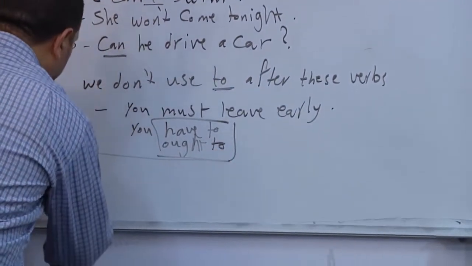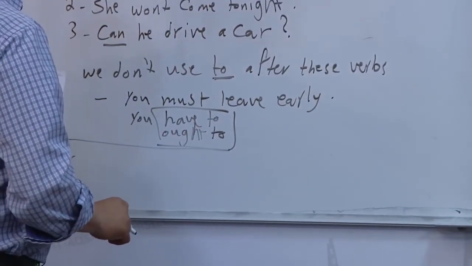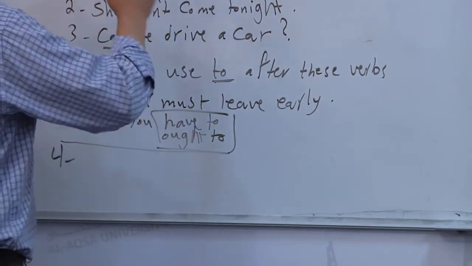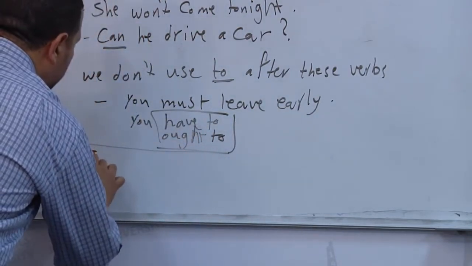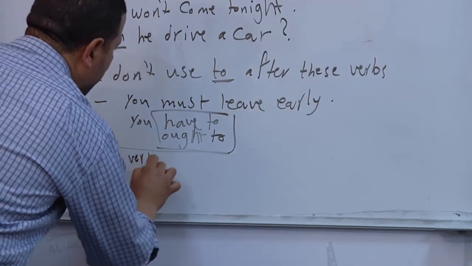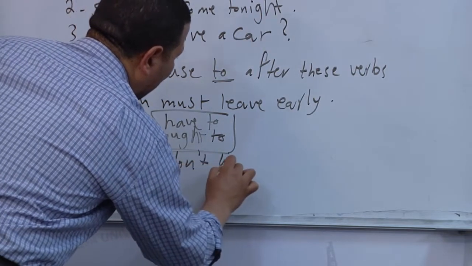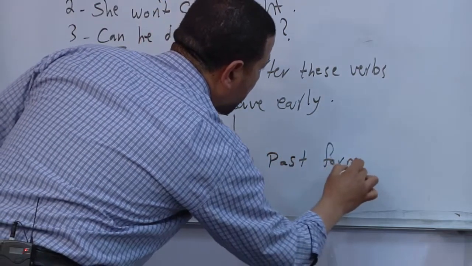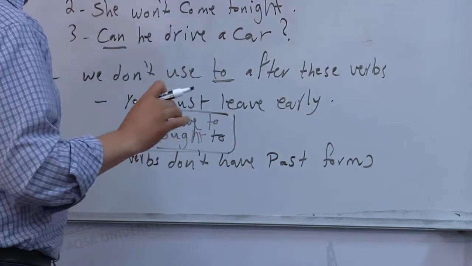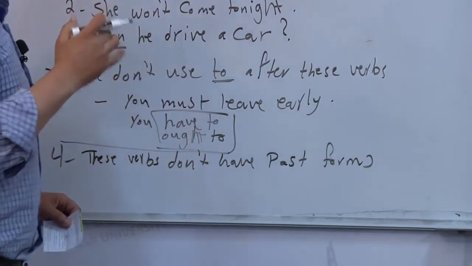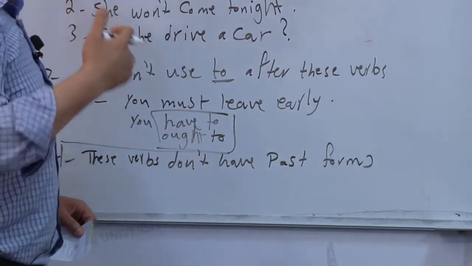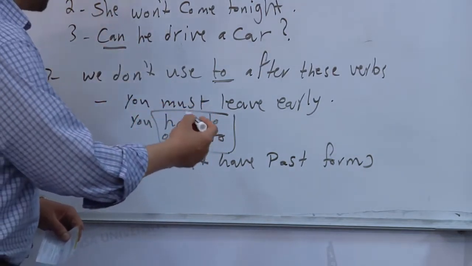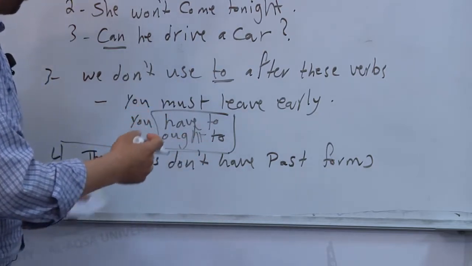Rule number 4, they do not usually have past forms. Most of these verbs don't have past forms. And that's why sometimes we use the perfect infinitive. We use the perfect infinitive if we would like to use the past form with these verbs.